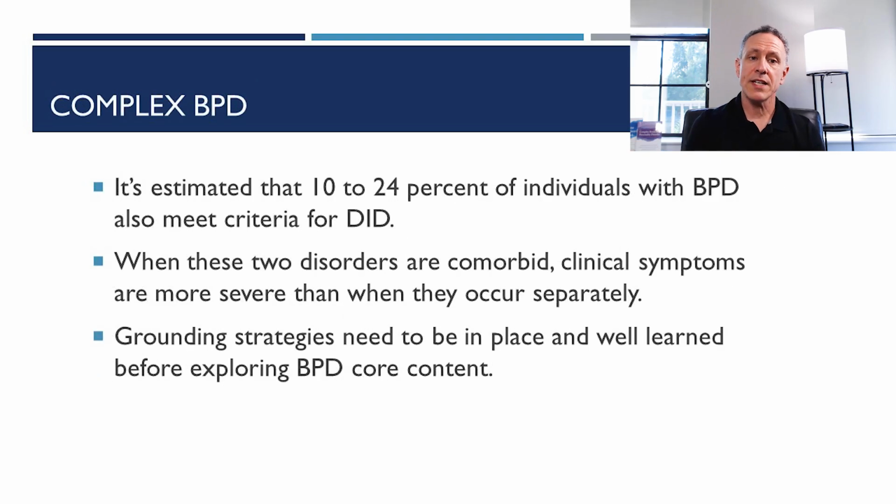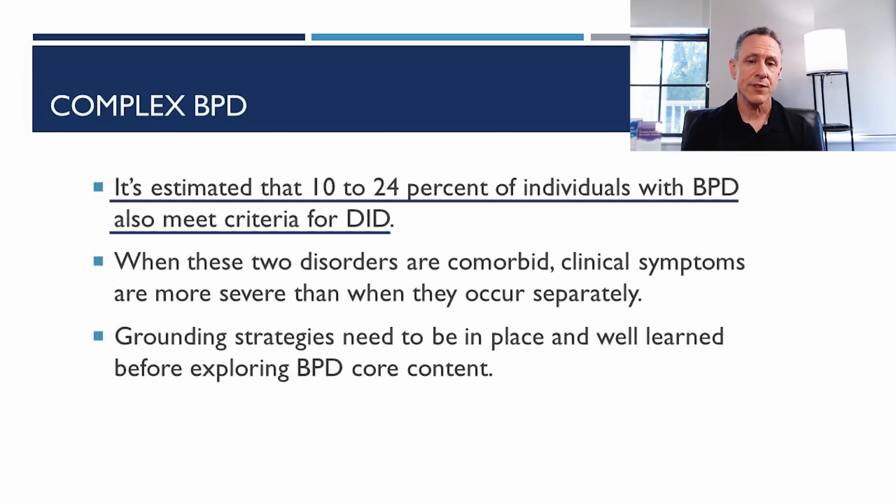So it's estimated that 10 to 24% of individuals with BPD also meet criteria for dissociative identity disorder. And this is a really controversial diagnosis. And dissociative identity disorder, again, is on a spectrum. On the far, extreme end, it's individuals who believe that they have separate selves inside themselves that come out under different degrees of stress or under different situations.